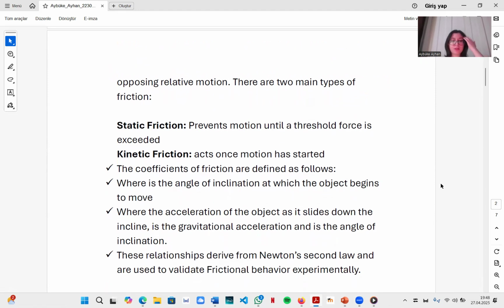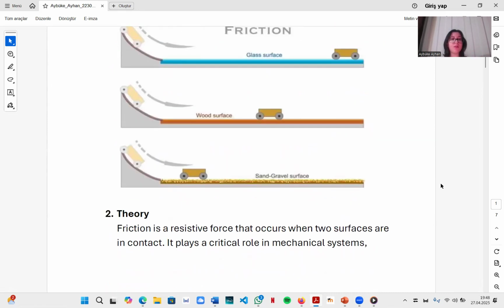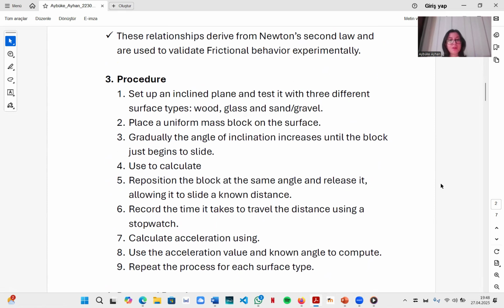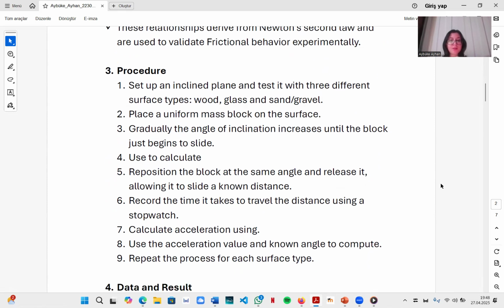The procedure of this experiment was conducted as follows. First, an inclined plane with different surface materials was set up. A wooden block of approximately half a kilogram was placed on the surface. Gradually, the angle of inclination was increased until the block started to move, and the critical angle was recorded. Next, using this angle, the static friction coefficient was calculated.